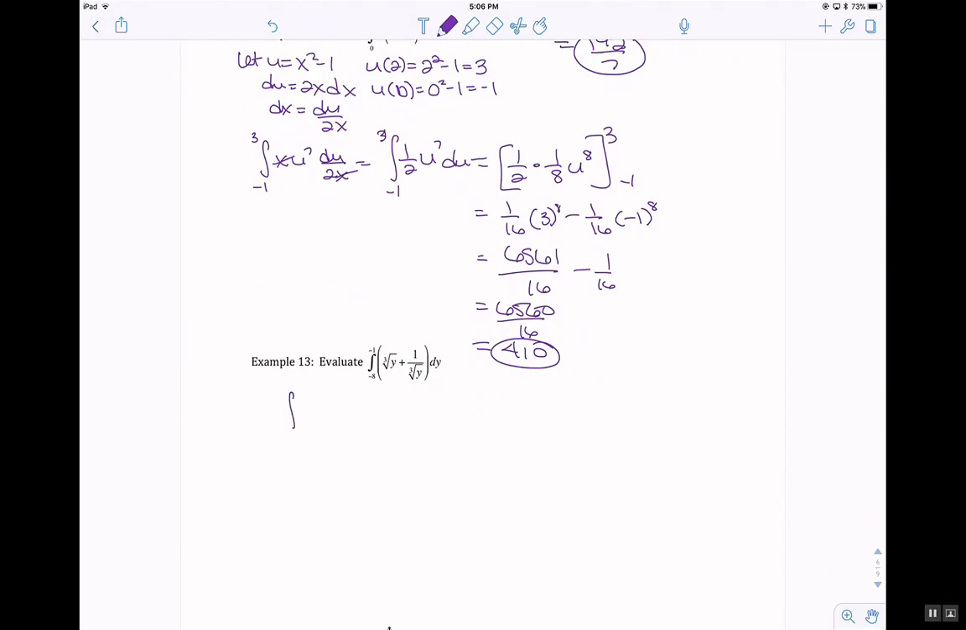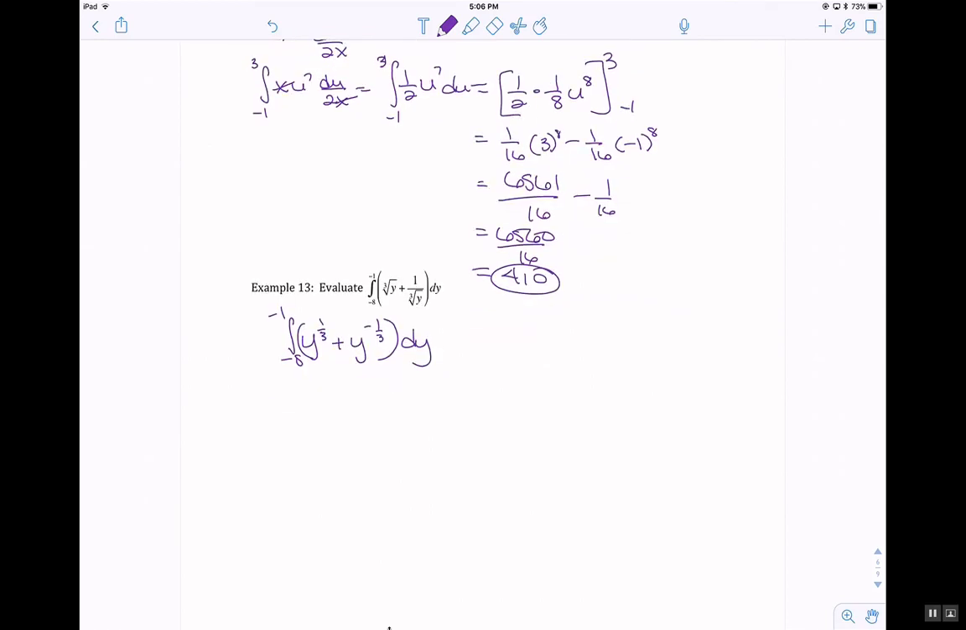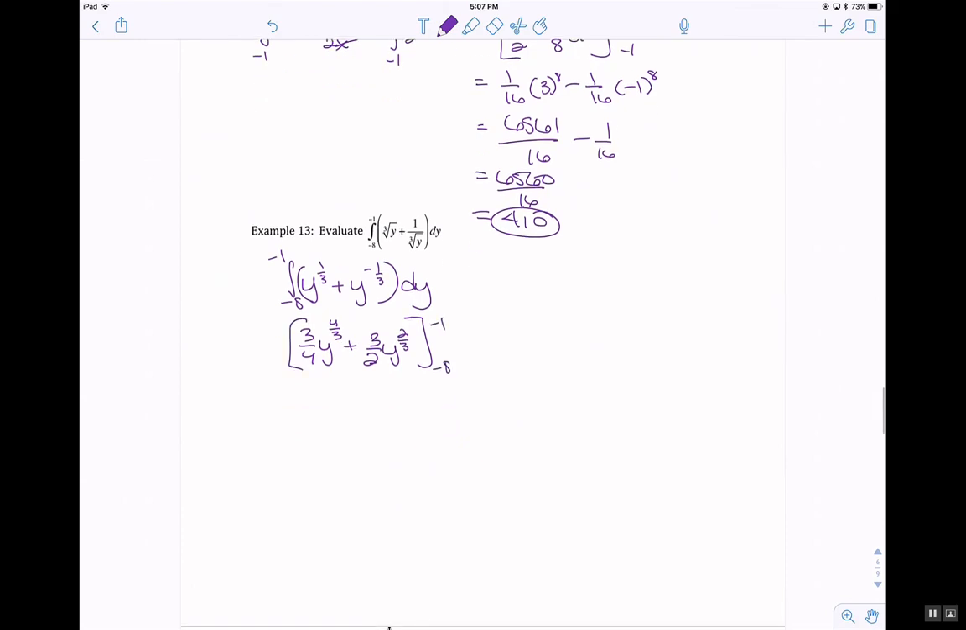Example 13. The integral from -8 to -1 of y to the 1/3 plus y to the -1/3 dy. So I get 3/4 y to the 4/3 plus 3/2 y to the 2/3, from -8 to -1.